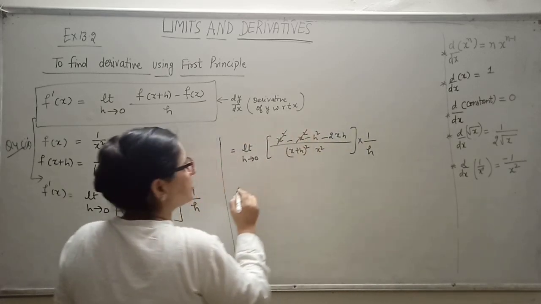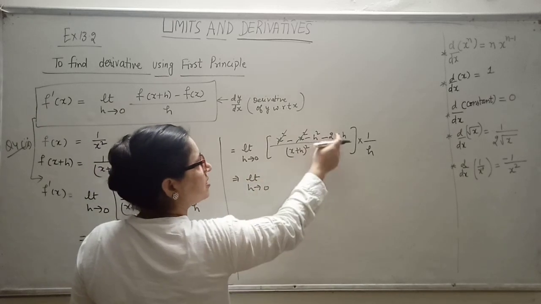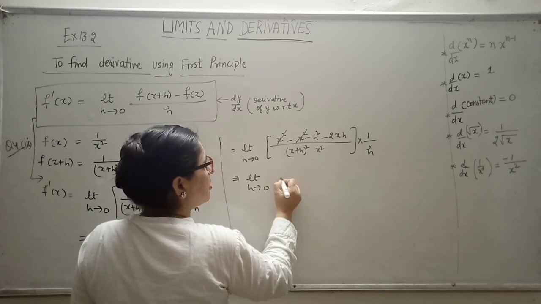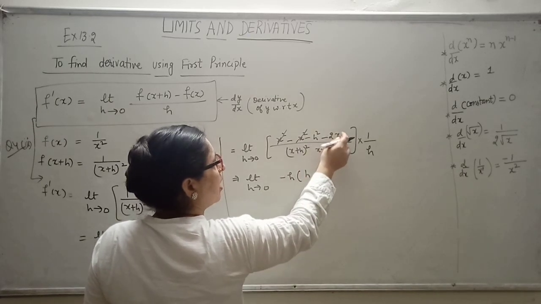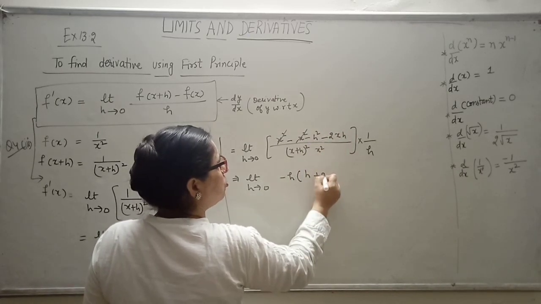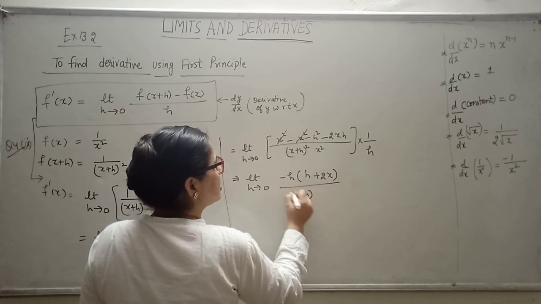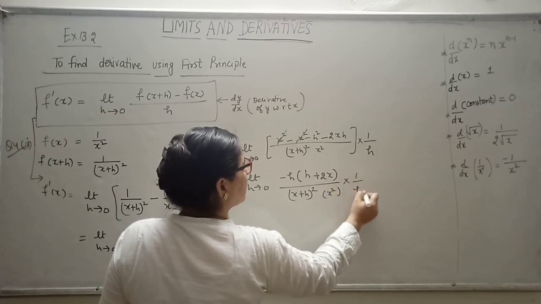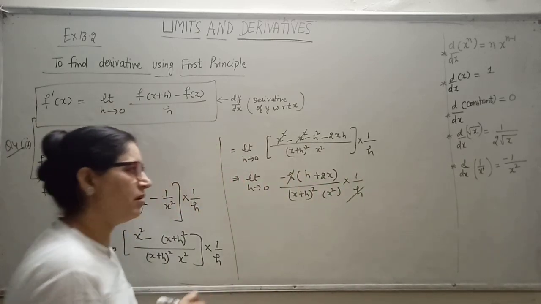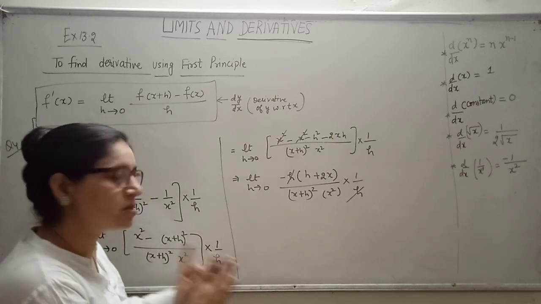So now this is cancelled. Whatever is common, minus h is common from this and this. Minus h is common, so what is left here? h plus, and from here minus h is common, so 2x is left, and x plus h whole square into x square into 1 by h. This h is cancelled. That factor which causes the 0 by 0 form to come is cancelled.